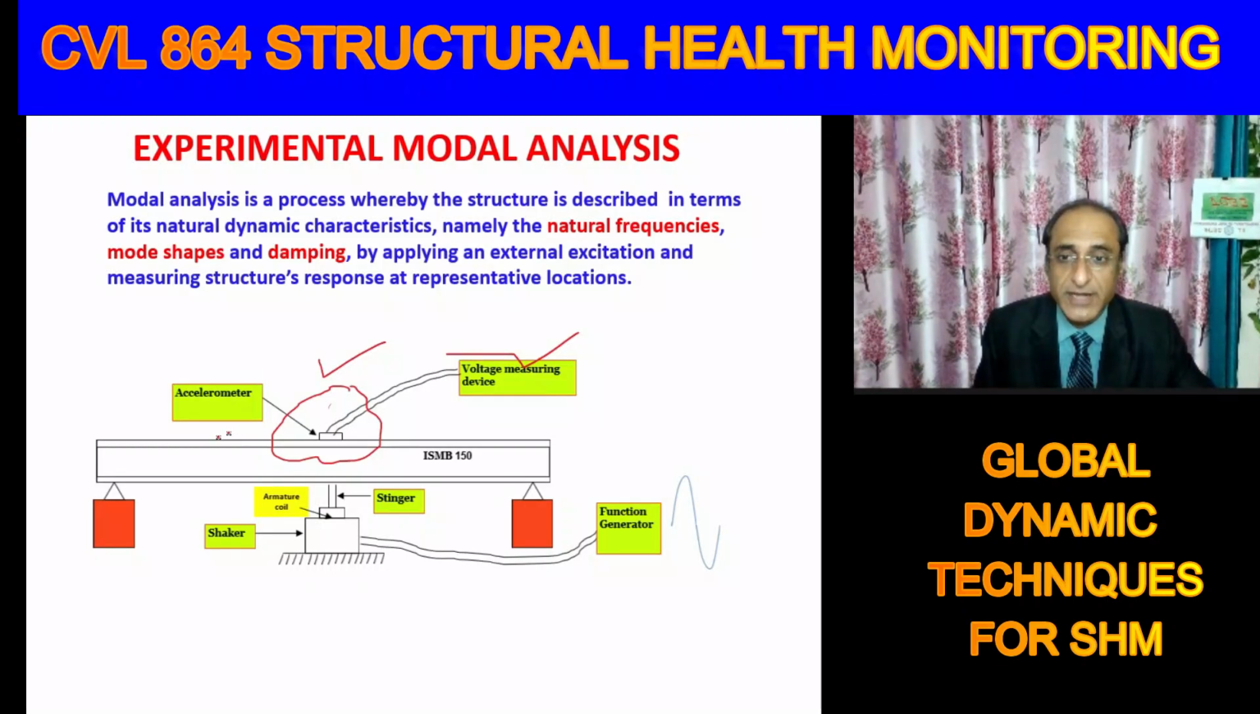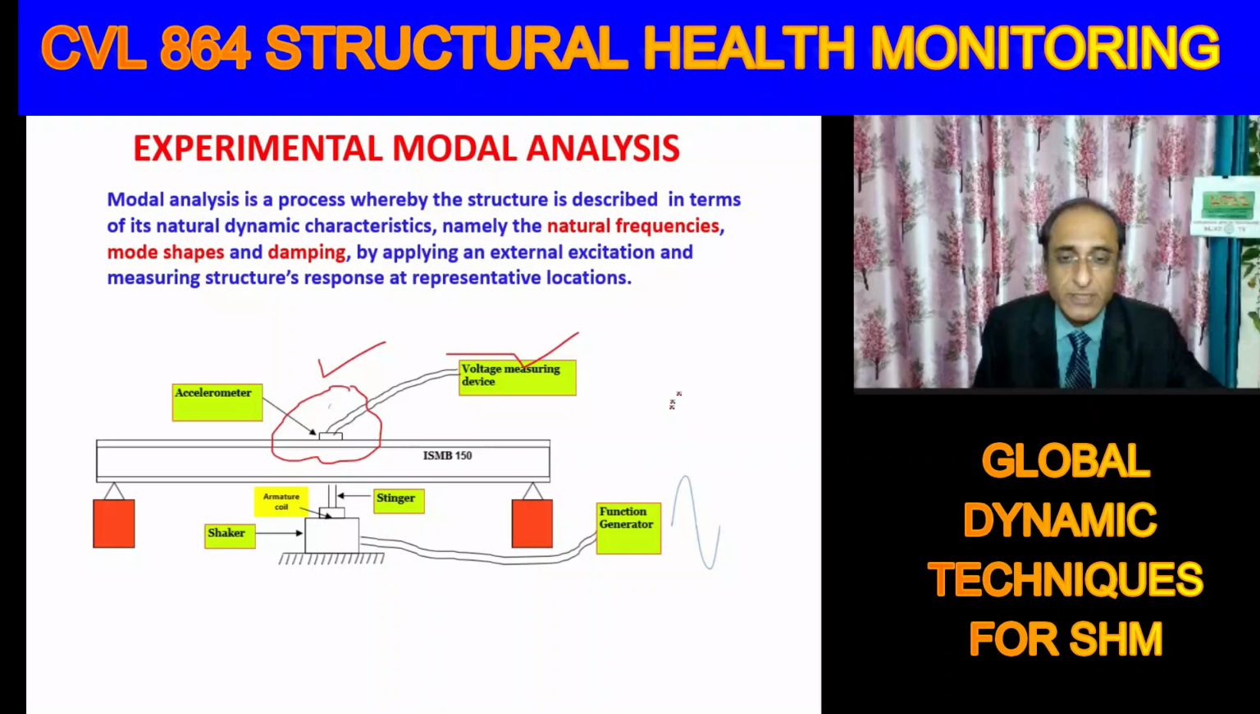And how do we excite? We need to excite the structure. One way is that we use a shaker. What you see here is the shaker. Those who have done the course CVL 861 have seen the functioning of the shaker in the experiment we did in that course related to soil parameter determination. The shaker can be connected in different ways. This is one of the arrangements. Here there is a physical connection by means of these stringers. Stringers are basically flexible wires.